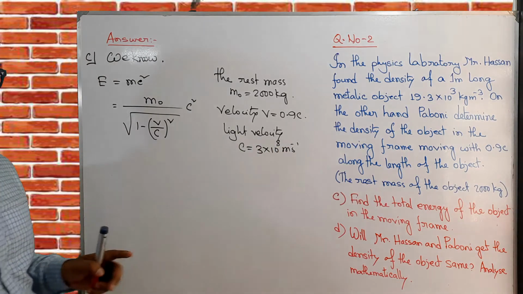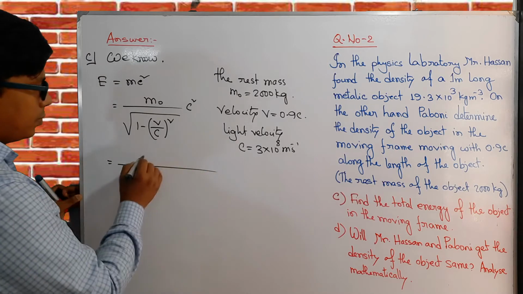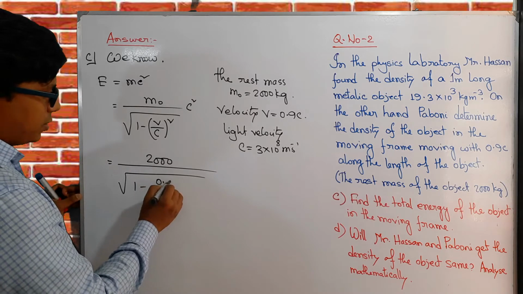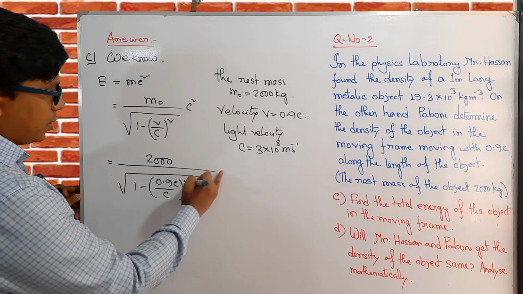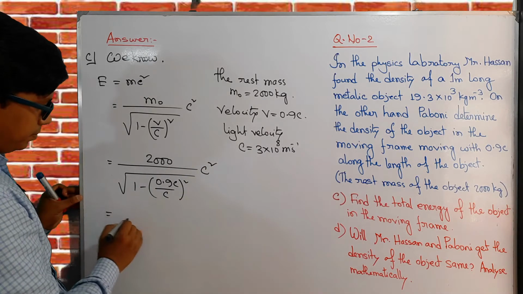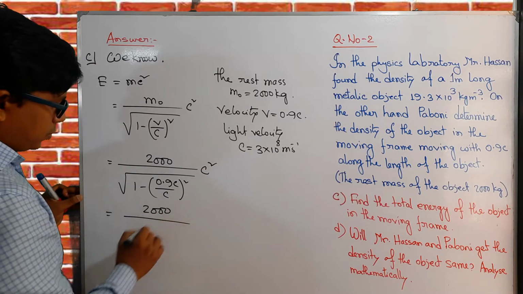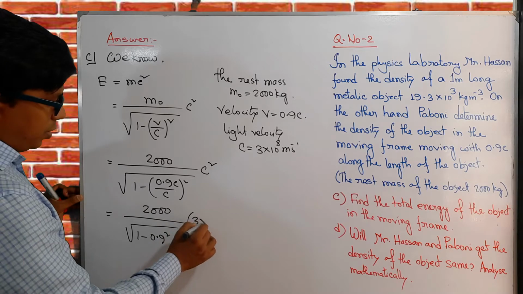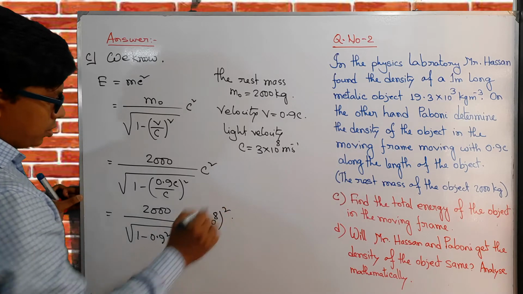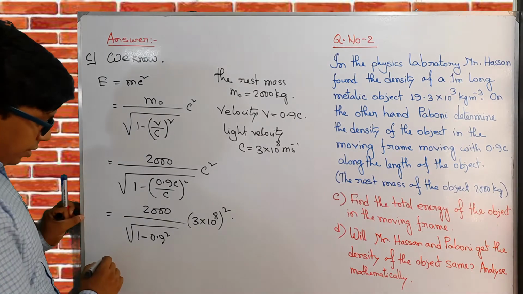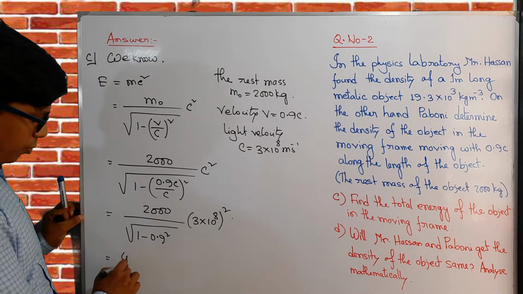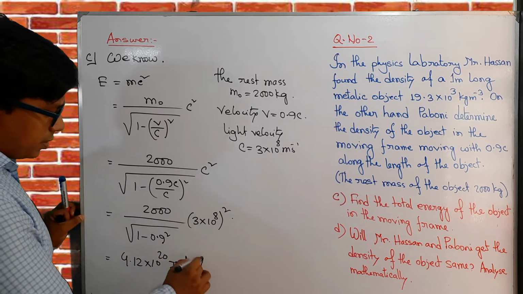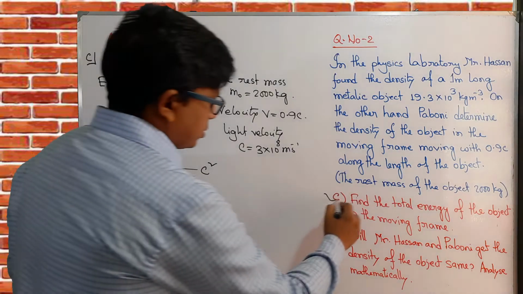Now put the values in the equation: 2000 over root of 1 minus (0.9 c by c) whole square, times another c square. That is 2000 into 0.9 square, 3 into 10 to the power 8 whole square. After calculating this data, we find 4.12 into 10 to the power 20 joule as the total energy. So that is the answer for C.